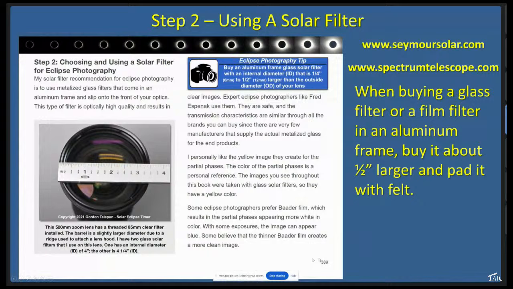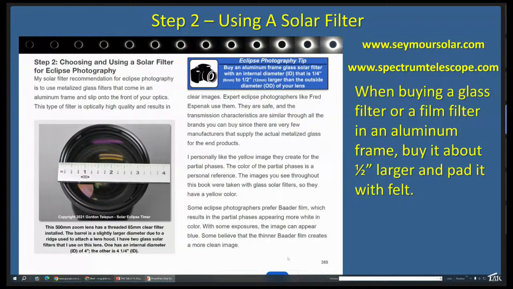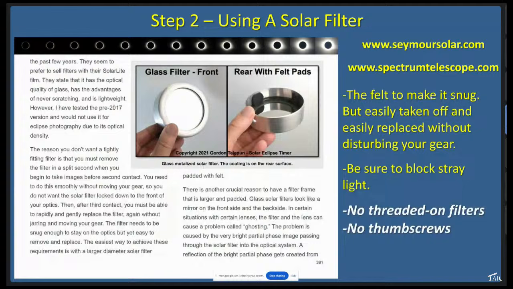And you buy an aluminum rimmed solar filter that's about a half an inch larger, and you pad it with felt. You don't want it to be tight. The reason is you want it to be snug on the front of your gear, but easily removable, because you have to remove it in a split second, about 20 or 30 seconds before C2, to start to image the diamond ring. And you don't want to jar your gear when you're getting it off. So you don't want threaded-on filters, and you don't want thumb screws. You want to pad your glass filter with felt to keep it snug, block out any stray light, but be able to remove it easily.